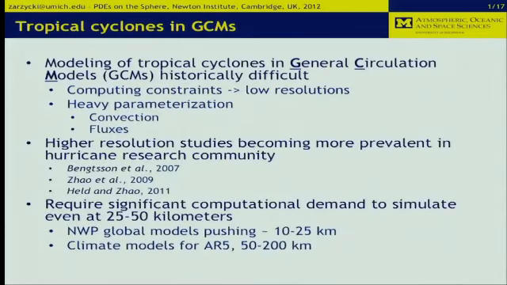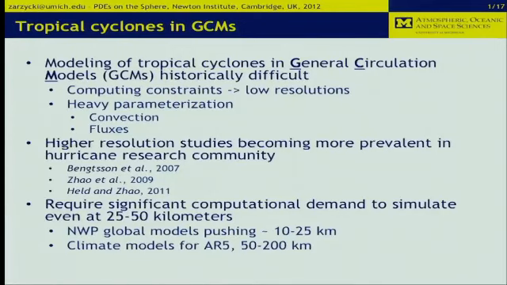So historically, modeling tropical cyclones in general circulation models has proved to be pretty difficult. In the past, the computing constraints that modelers were given forced us to run at really low resolutions. This makes it very difficult to resolve the inner dynamical structure of tropical cyclones. And in conjunction with that, a lot of the features that drive the thermodynamic engine of these storms, such as air-sea fluxes and convection, occurred at the subgrid scale, so they required heavy parameterization, something that's obviously not ideal for getting full modeling. With that said, higher resolution studies have become a little more prevalent in the community recently.